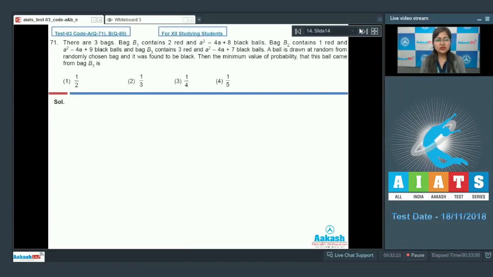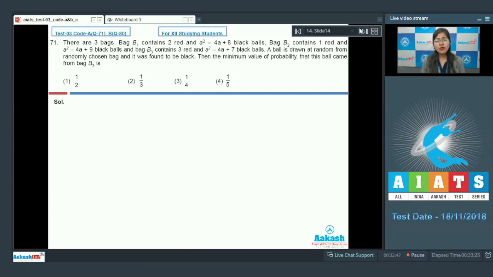Question number 71 says that there are three bags. Bag B1 contains two red and A square minus 4A plus 8 black balls. Bag B2 contains one red and A square minus 4A plus 9 black balls. And bag B3 contains three red and A square minus 4A plus 7 black balls.